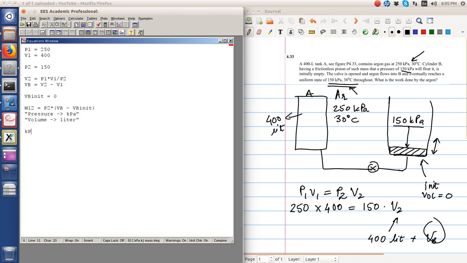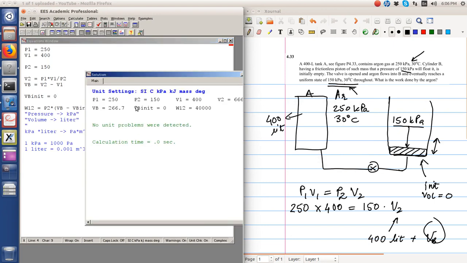So the unit is kPa multiplied by liter, which is equal to Pascal times meter cubed, because of the kilo of the kilopascal and the 10 raised to minus 3 of the liter, because 1 kPa is equal to 1000 Pa and 1 liter is equal to 0.001 meter cubed. So the unit becomes the standard SI unit joule. So the work done is equal to 40 kilojoules, because this is in joules and we have 40 into 10 raised to 3 joules, which is equal to 40 kilojoules.